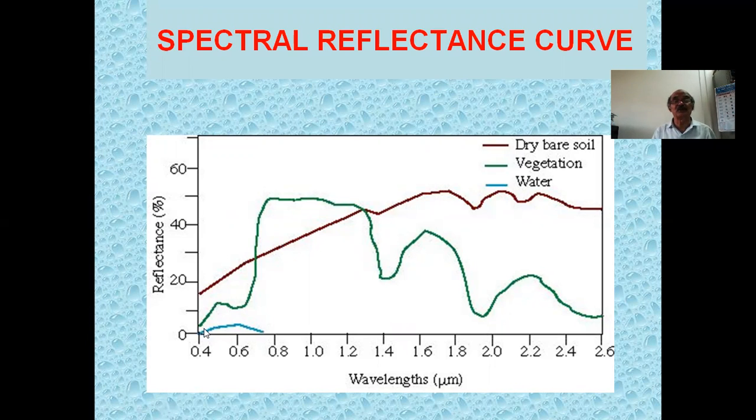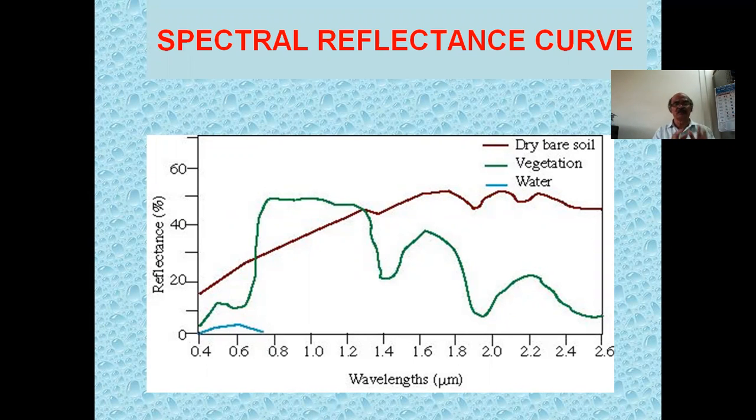Then if you consider the water body, see, there is a reflectance in the visible region of the spectrum, but from 0.7 micrometer onwards, it absorbs all the electromagnetic radiation. That means it looks black. Why does it look black? Because it absorbs all the electromagnetic radiation. There is no reflectance at all.